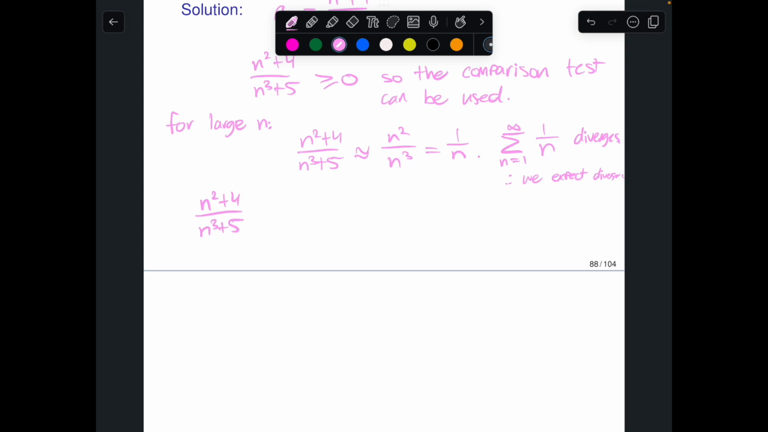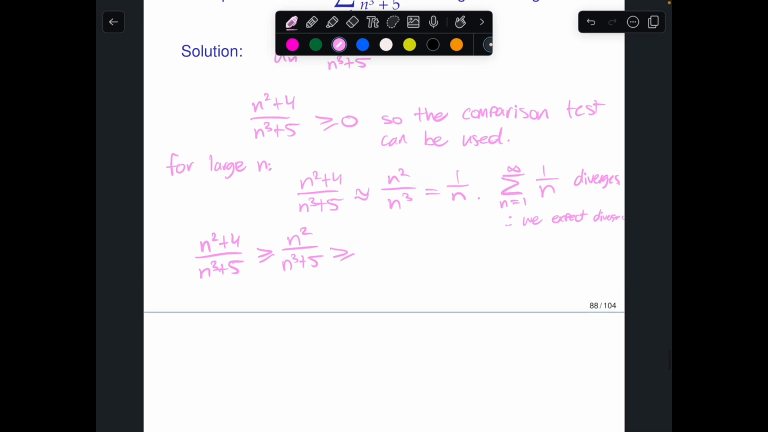Now, since we want this to be greater than or equal to something, we can either decrease the size of our numerator, or we can increase the size of our denominator. So let's start off by decreasing the numerator, because that's easy enough. You just get rid of the plus 4: n squared over n cubed plus 5. And to increase the denominator, we also want to get rid of as many frivolous terms as possible, so that we end up with something really simple, such as 1 over n, or a constant times 1 over n.